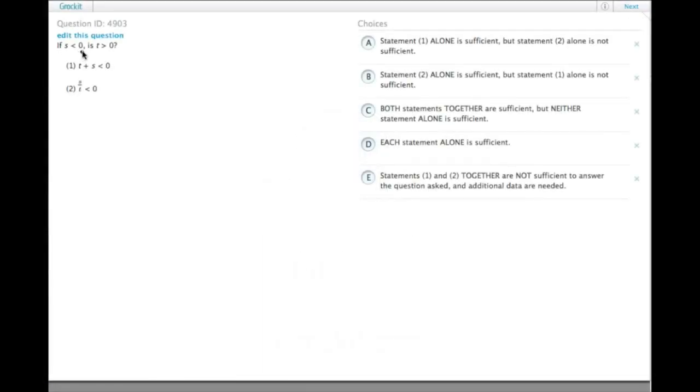So if s is less than 0, is t greater than 0? Another way of putting that, if s is negative, is t positive? Question mark. So s being less than 0, same thing as saying it's negative. So let's look at the statements.